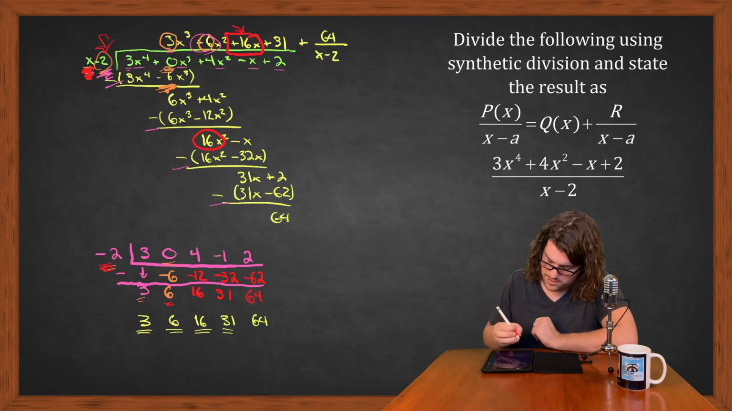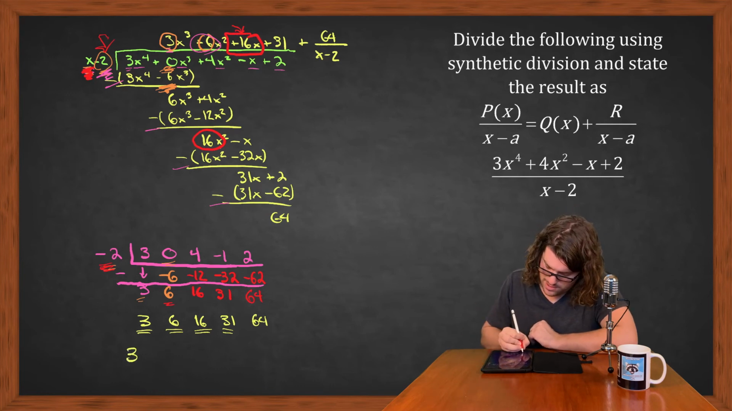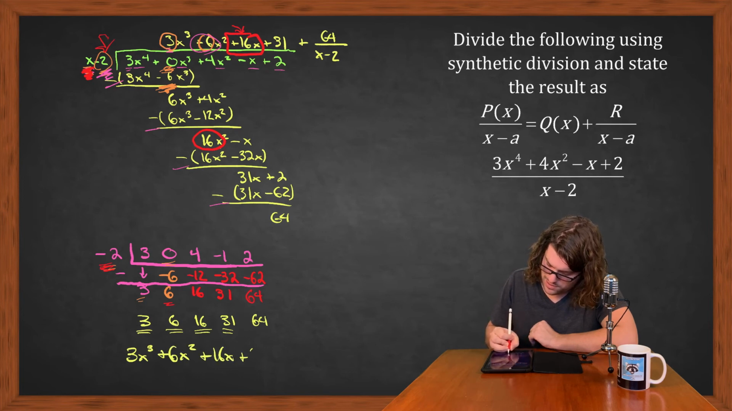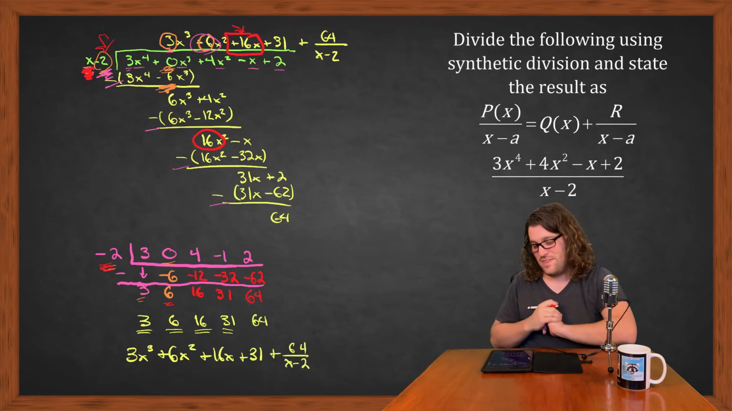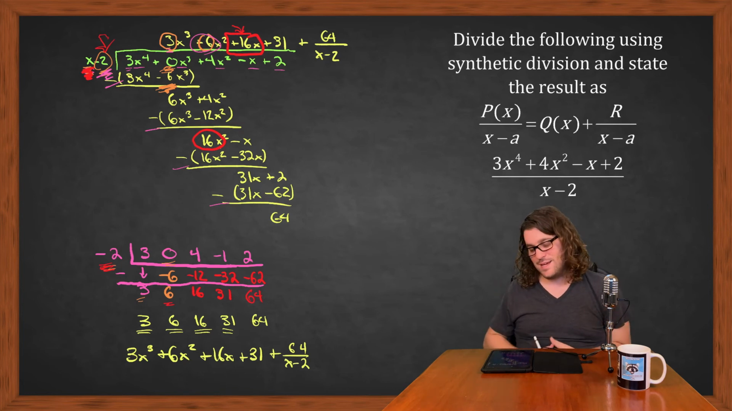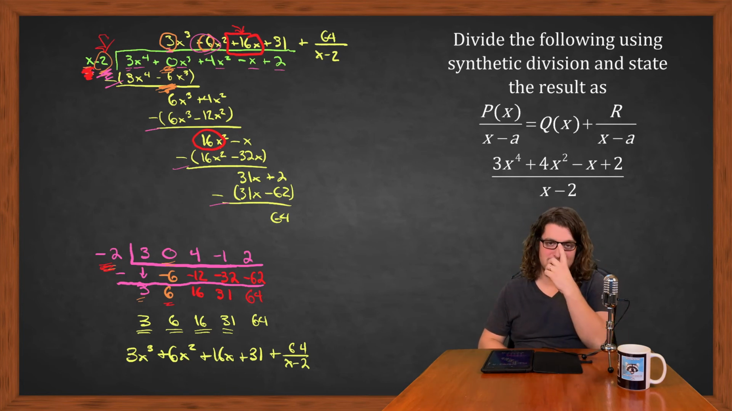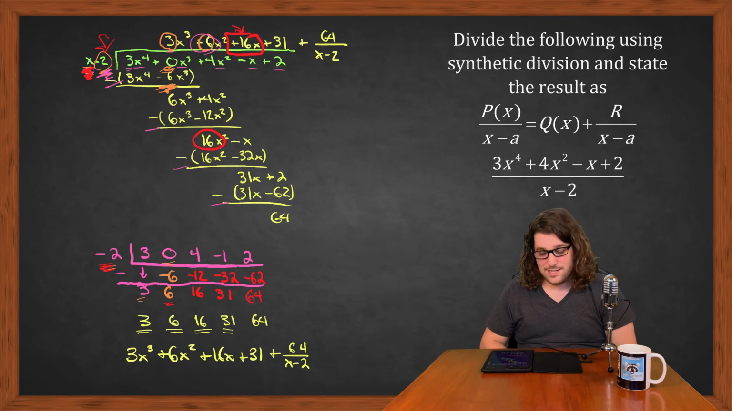So what I'm going to do is I'm just going to write that down and say that it is 3x cubed plus 6x squared plus 16x plus 31 plus 64 over x minus 2. Perfect. All right, so we get the exact same answer that we did last time using the long division by using this idea of synthetic division.